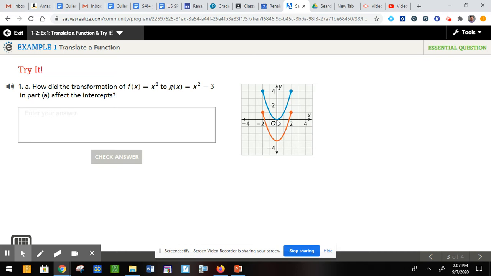Well, it affected the intercepts by, well, the y-intercept specifically moved down 3, right? So the y-intercept of the f function is at 0. The y-intercept of g is at -3, so that minus 3 specifically moved the y-intercept down 3. So I'm going to type that part in.